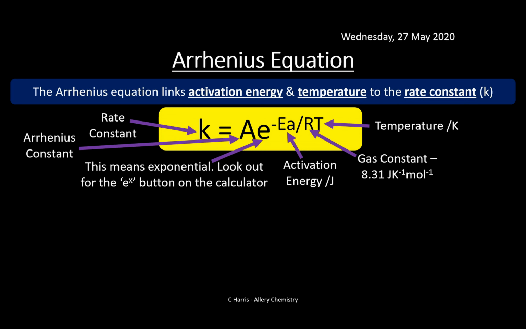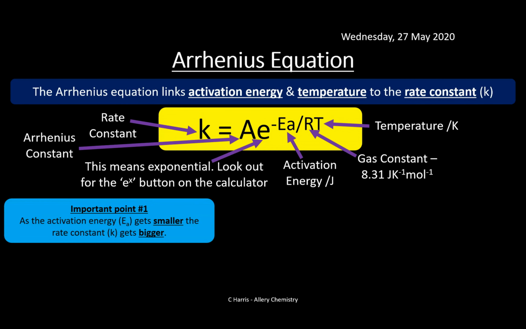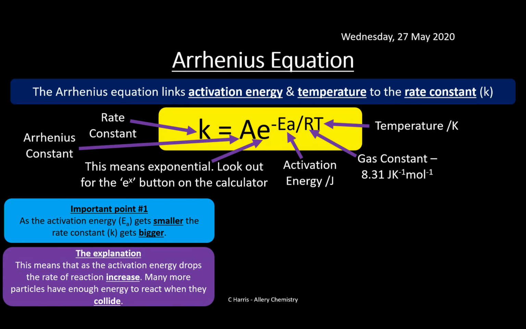So there are some important points that we need to be aware of here. The first important point, point number 1, is that as the activation energy, EA, gets smaller, the rate constant gets bigger. As the activation energy gets smaller, the rate constant K gets larger. The reason why is that the activation energy drops, so the rate of reaction increases.